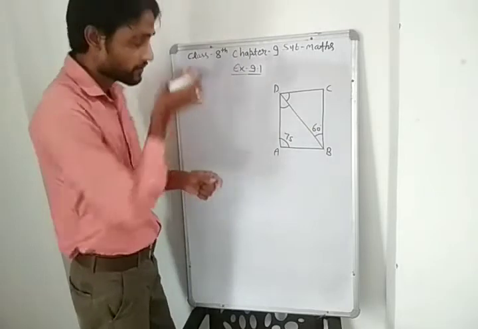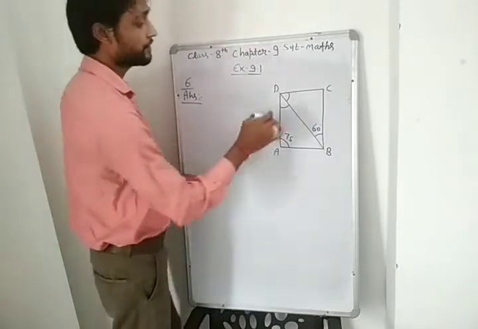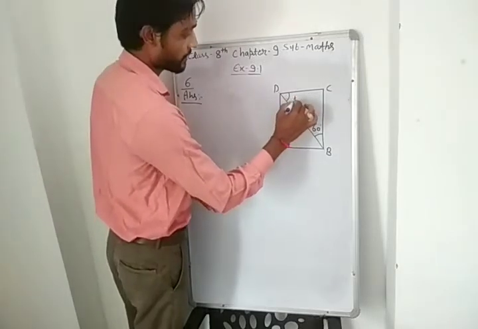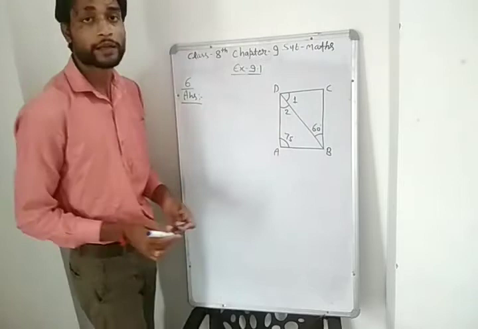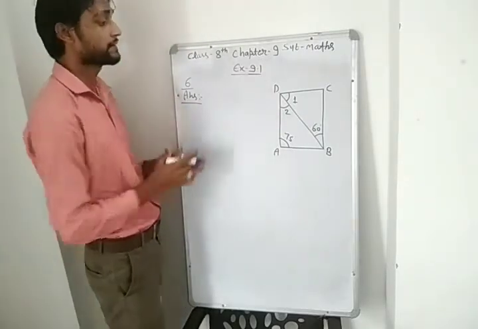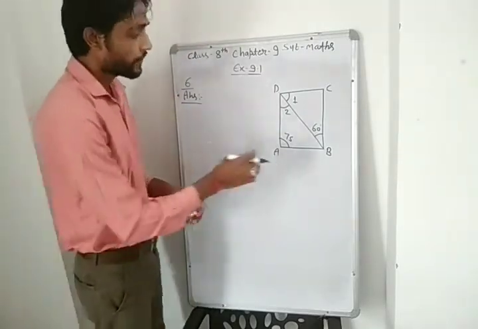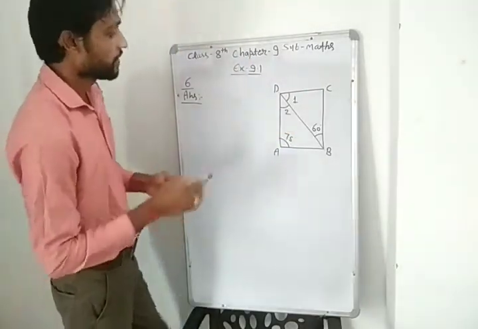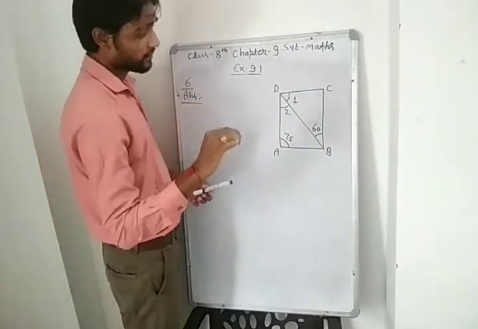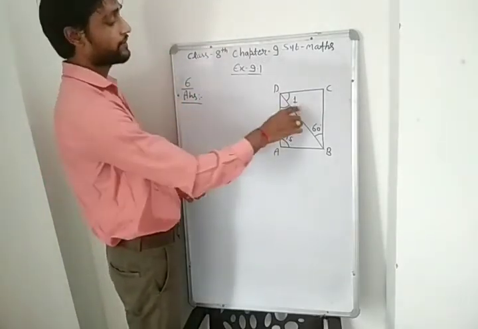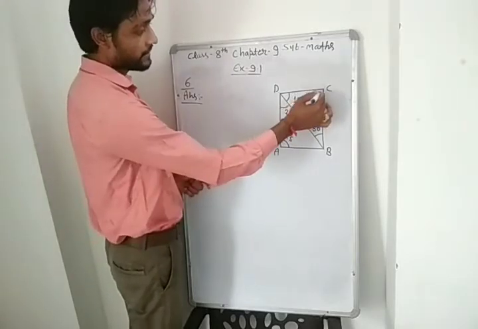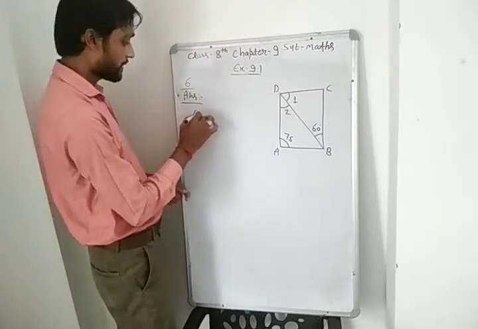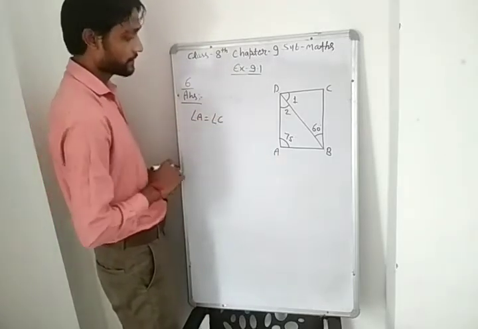Okay, so first we will give names to both the angles. Suppose this is angle 1 and this is angle 2. Clear? So let's start our solution like this. To find out the value of angle 1, what will we do? You can calculate the value of angle 1 like this. Angle C is equal to angle A. Why? Here we will write angle A is equal to angle C.